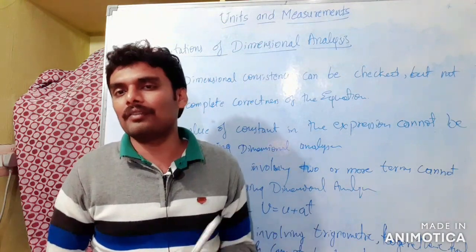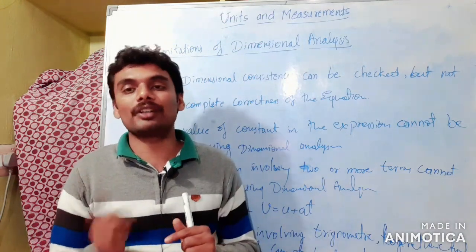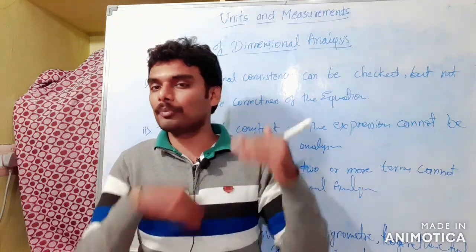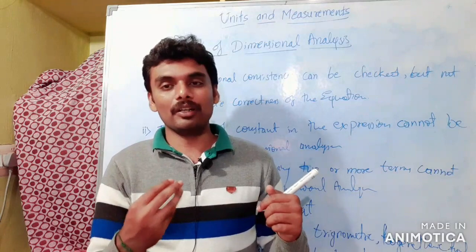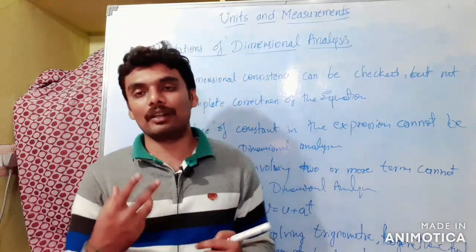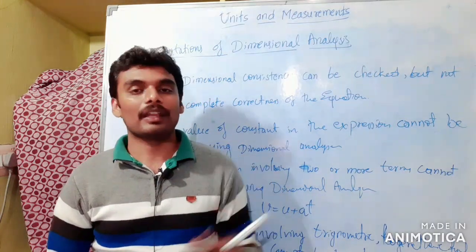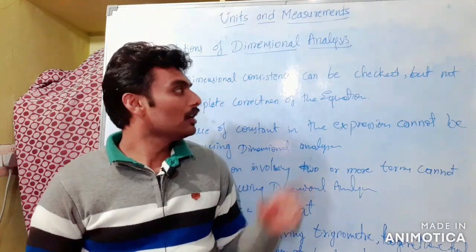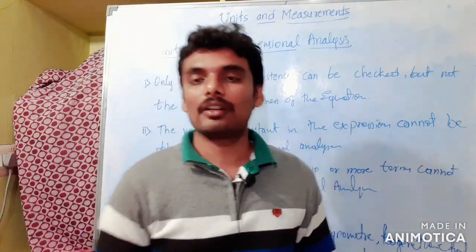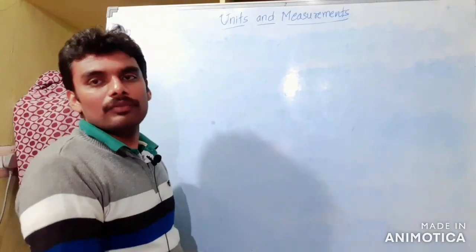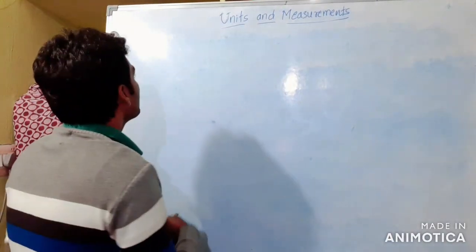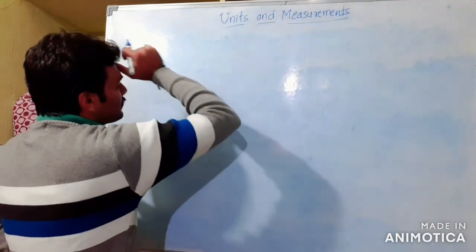We cannot actually derive it if the equation involves trigonometric functions, logarithmic functions, and exponents. Exponents means, you know, something to the power of some variable. If a variable is present in the power of certain other variable or a constant, we cannot derive that kind of expression using dimensional analysis. So these are the limitations of dimensional analysis. And now finally we shall look at a few examples of different quantities or different kinds of values.